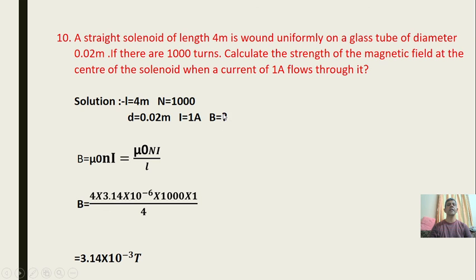We have to calculate the magnetic field B at the center. Magnetic field at the center of the solenoid is given by B is equal to mu naught n i. Here n is the number of turns per unit length, that is given by N by L, that is mu naught N i by L. Here mu naught permeability is given by 4 pi into 10 power minus 7. N is the number of turns, 1000 divided by 4 length, we'll get 3.14 into 10 power minus 4 Tesla.